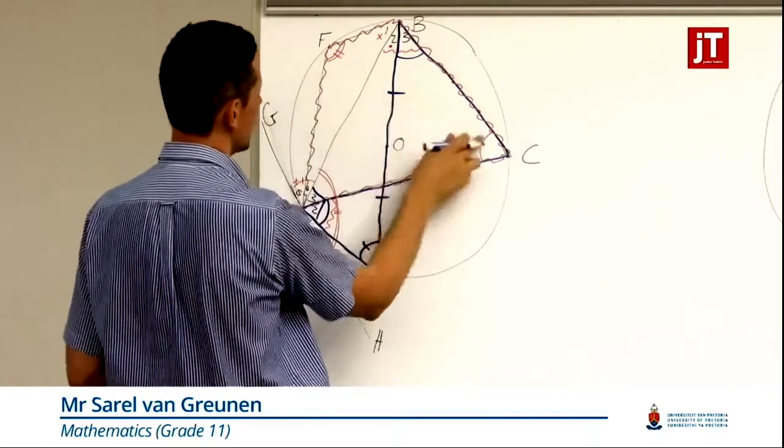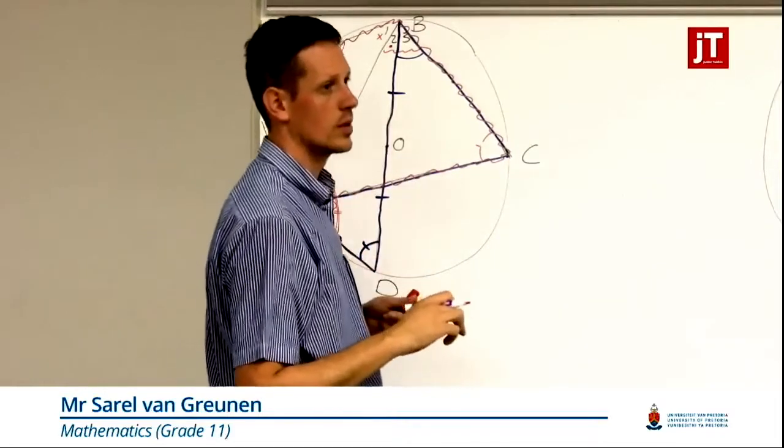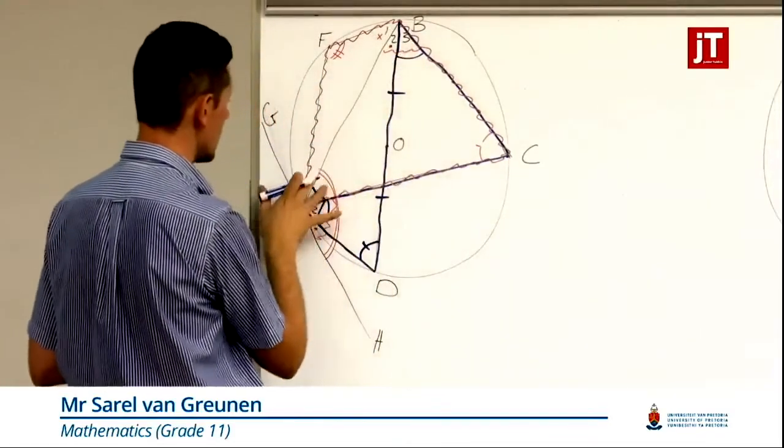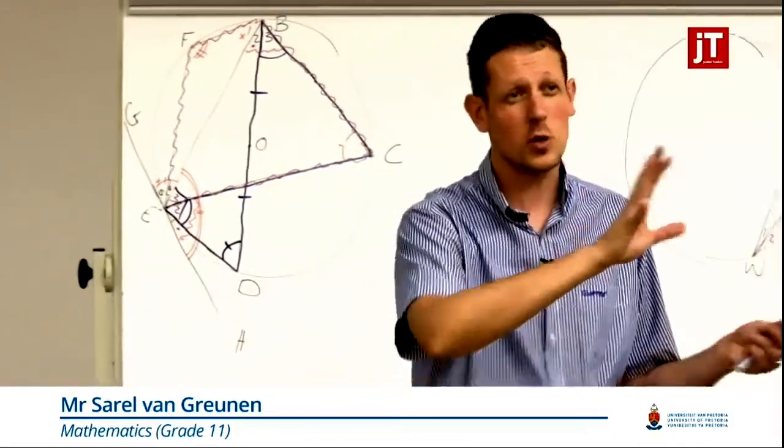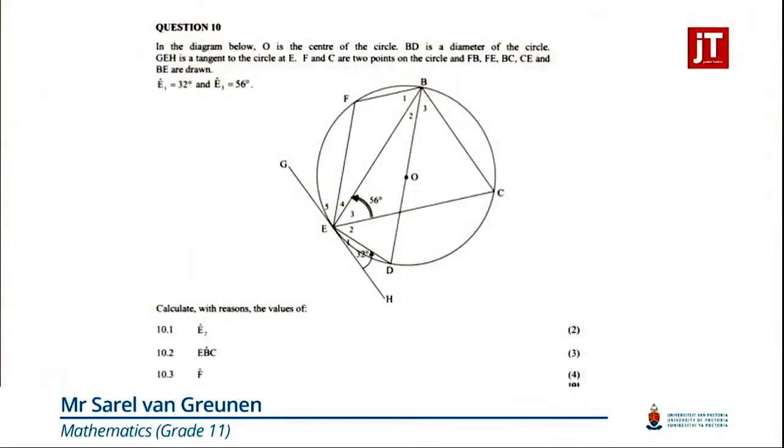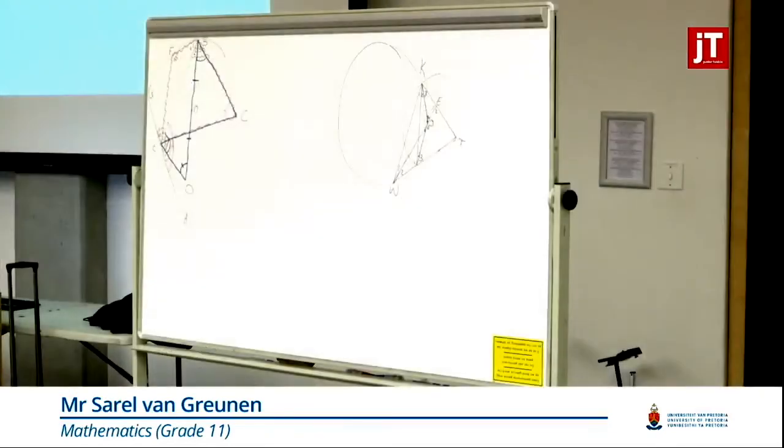So those two are supplementary. Those ones are supplementary. But because I don't have an exterior angle or bow tie, I don't write it on my sketch, because it's a bit iffy writing supplementary on my sketch. But I must think about it.